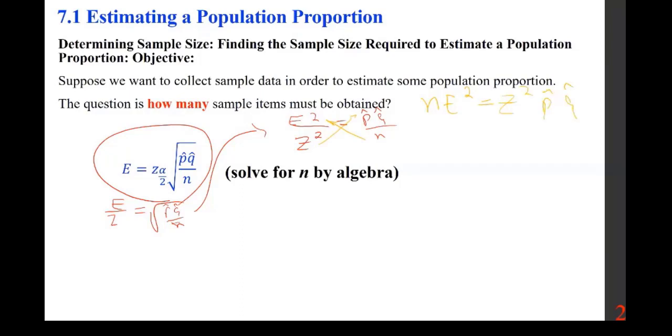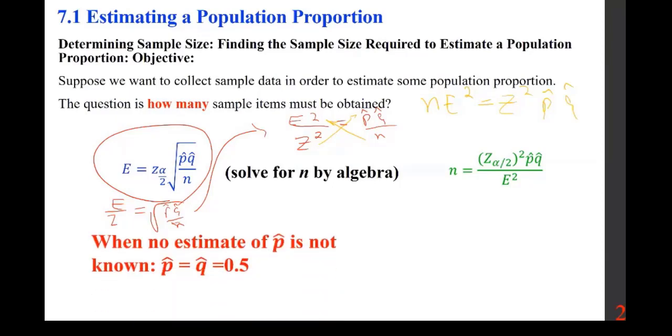And remember, I don't want to keep on writing z of alpha over 2. And so to calculate n, you divide by E squared. This is how we arrive at the formula. Now, what if we don't know anything about p hat and q hat? We go with the worst scenario. What is the worst scenario? p hat equals q hat.